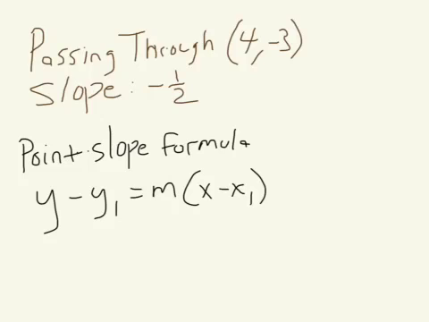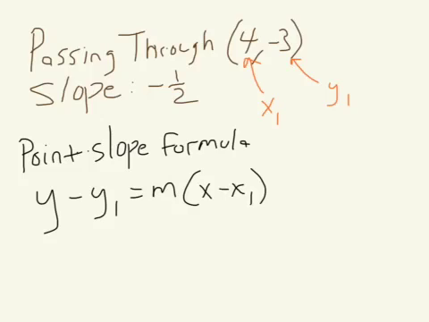So let's use this point-slope formula first. All you're going to do is just plug in the points. So the point that it passes through is your, let's change colors here, this is your typical x, y coordinate. So the x is your x1 and the y is your y1.